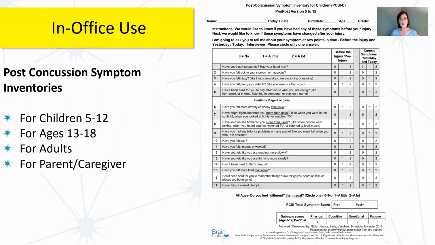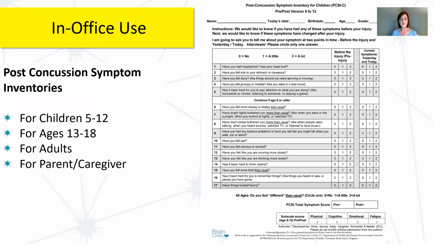So the next thing that we're going to have a look at is the post-concussion symptom inventory. And there's several of these in your toolkit. We're looking here at the one for ages 5 to 12, but there's also one for ages 13 to 18, and there's also an adult version.